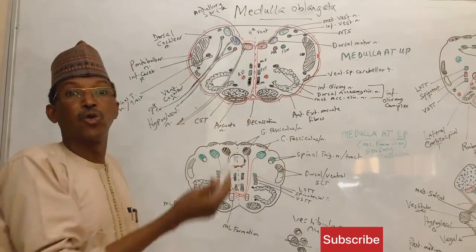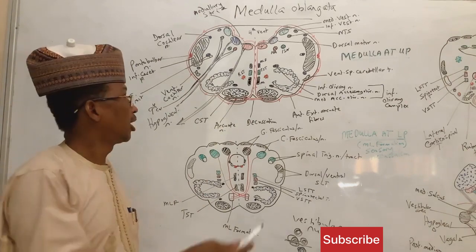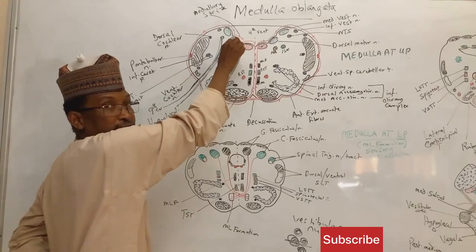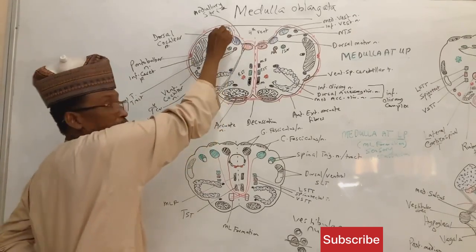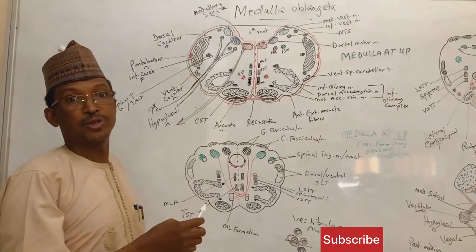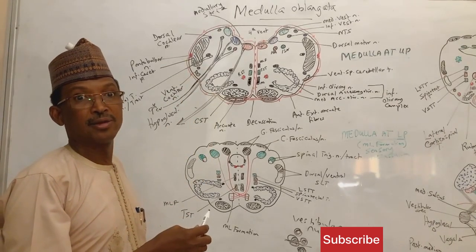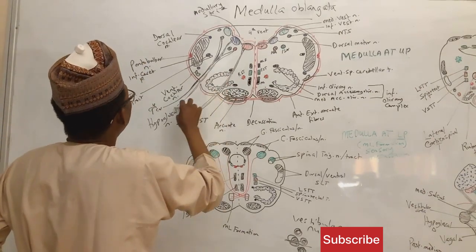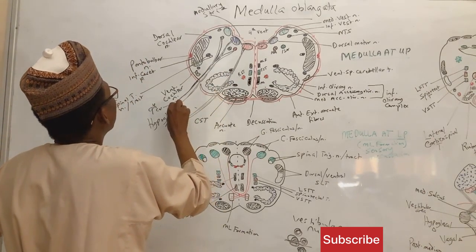So you have about 4 nuclei. We have the dorsal motor nucleus, the nucleus ambiguus, the nucleus of the tractus solitarius, and then we also have the nucleus and tract of the spinal trigeminal nerve. You get it? So the nerve exits out there. So this is our 10th cranial nerve.